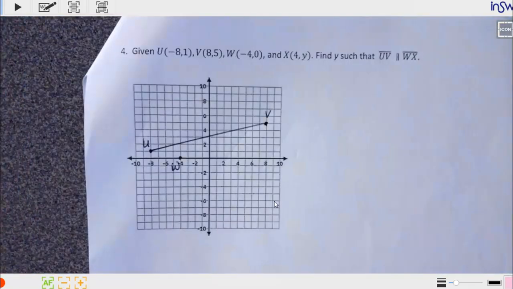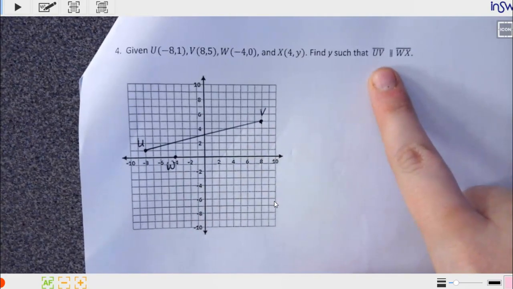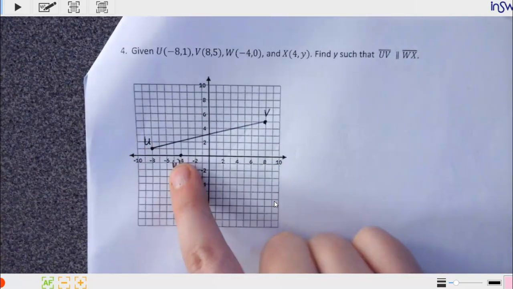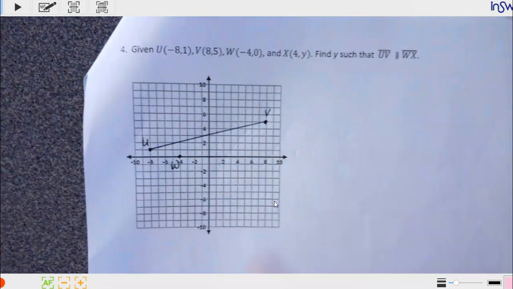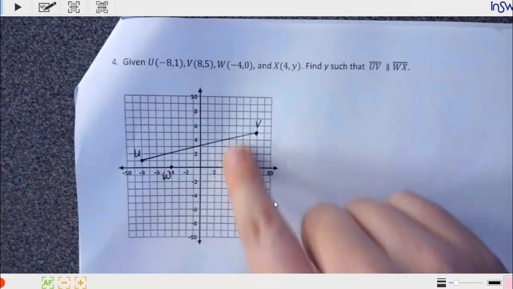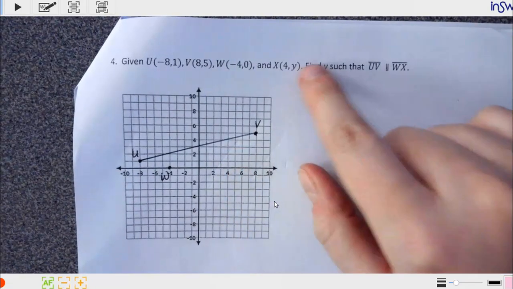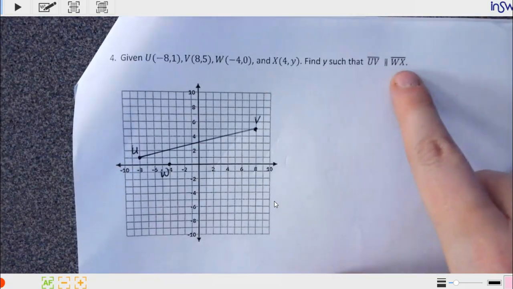Let's real quick look at this page. All right, so number 4 can be a little bit tricky. So I went ahead and I plotted UV and I connected it with a line because this is segment UV, so they're connected, the dots here. W needs to be connected with X. The problem is you don't know where X goes, so you need to figure out where is X. The X value has to be 4, so it has to be somewhere on this X value, but what is the Y value for this point, X, in order to make UV parallel to WX.